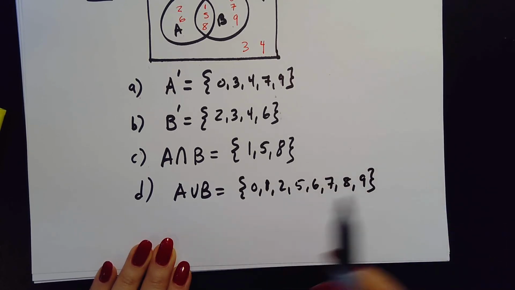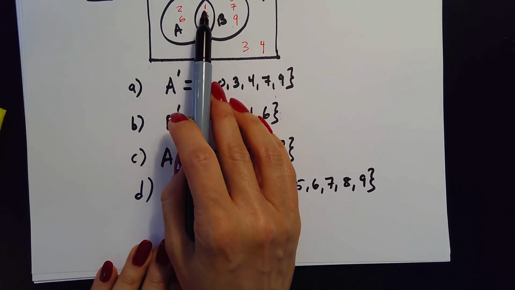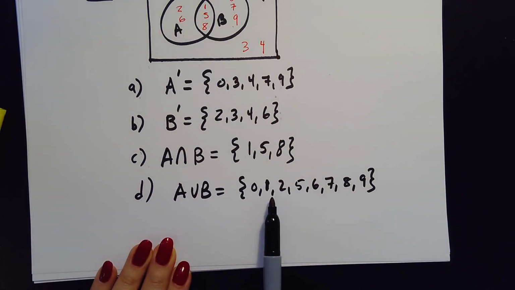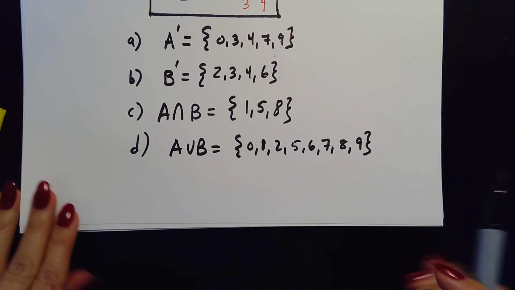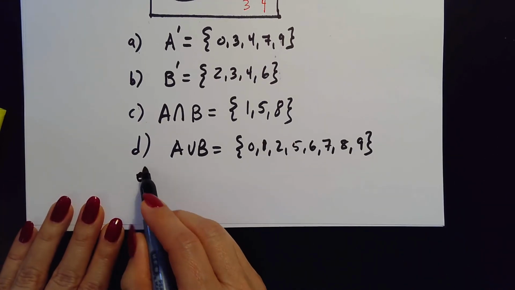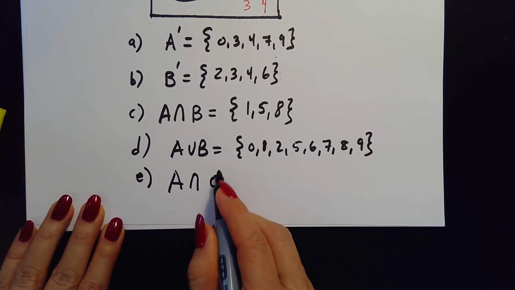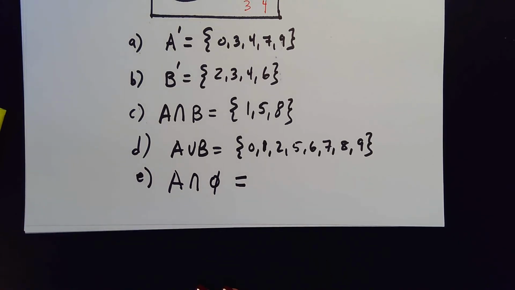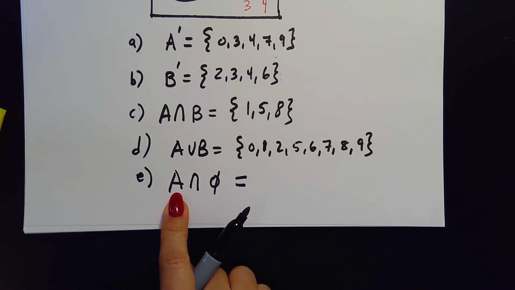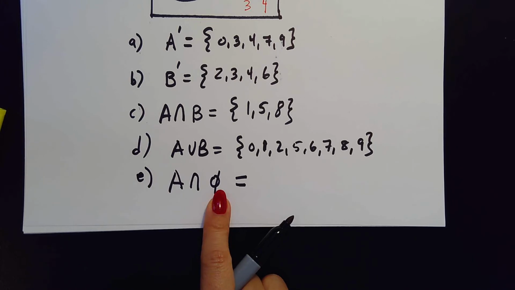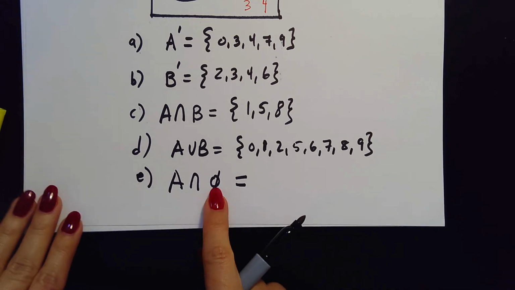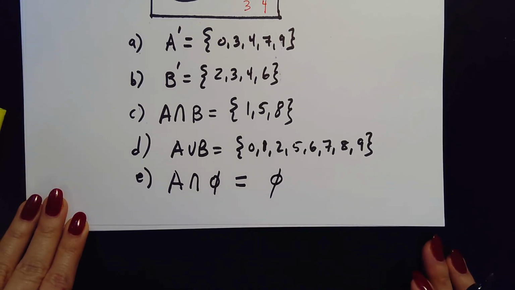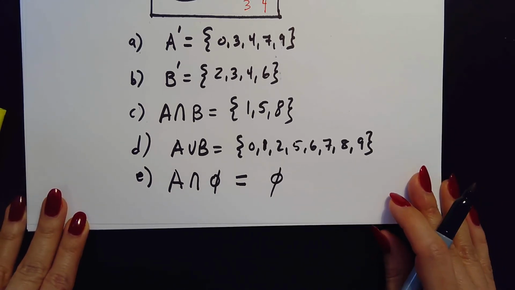Notice that even though the 1 shows up both in A and in B, I'm not going to write it twice. Okay? And then we have something like A intersected with the empty set. This is like saying you're taking A together with the empty set. What elements do they have in common? Well, they don't have anything because the empty set is empty. So that's just going to be the empty set.